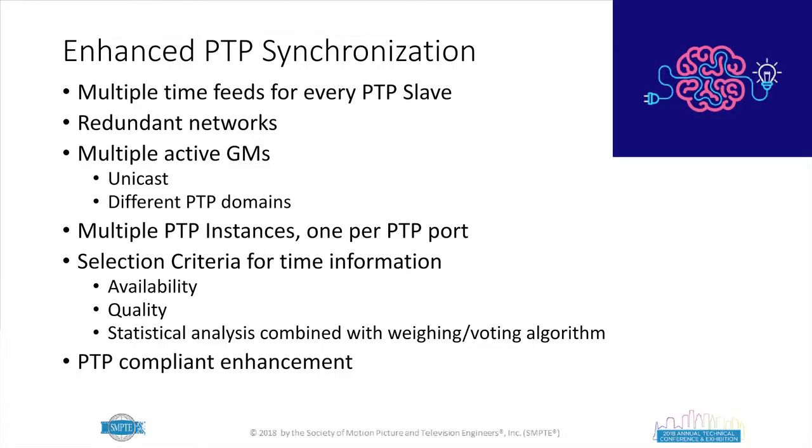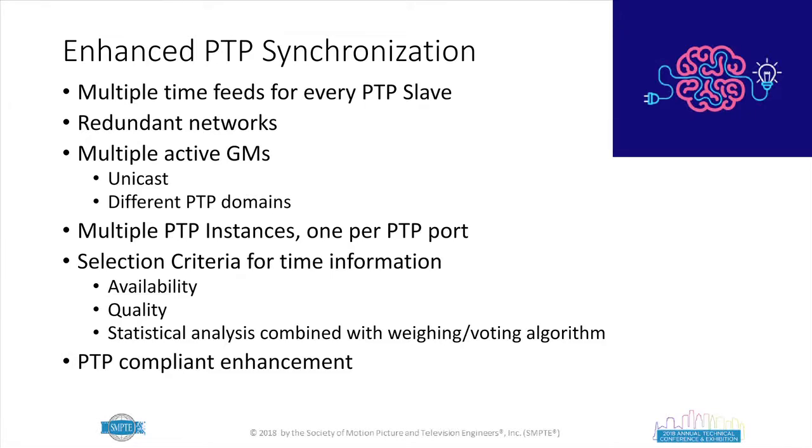So what is it we need to do in order to provide an enhanced PTP synchronization model? Okay, we can have multiple time feeds that are providing to the different PTP slaves. We can build redundant networks, as we obviously know. We can have multiple active Grandmasters, as I explained from the previous slide. If they are connected on the same fabric, you might want to do this over unicast. It has drawbacks, of course, in terms of messages and the fact that we usually want to use multicast in order to scale better. Or you want to use different PTP domains. These are different ways of doing it, okay?